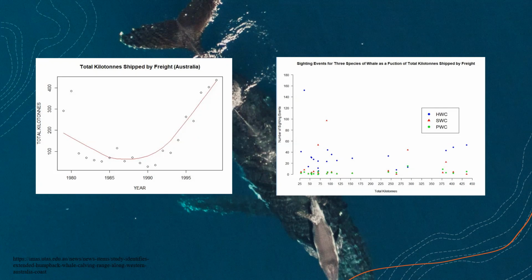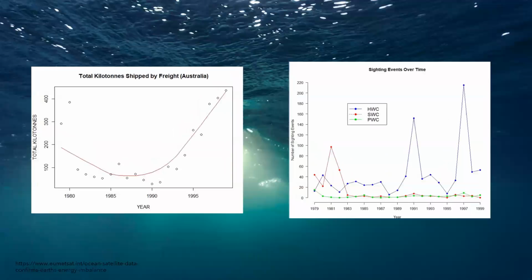So population trends against shipping activity is sort of the proxies that we're using here for these two values. We can see here that whales aren't really sighted any different amount when we increase our kilotonnage. They don't really seem to follow a certain trend. There are a couple outliers here, but they don't really seem to care.